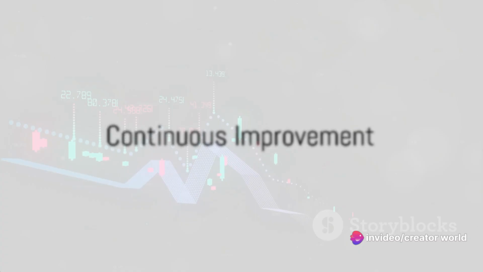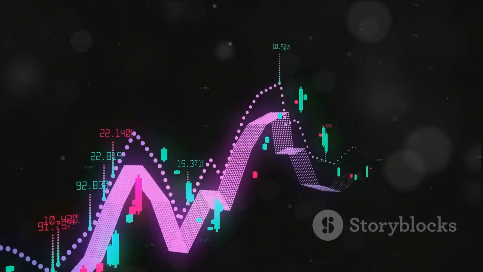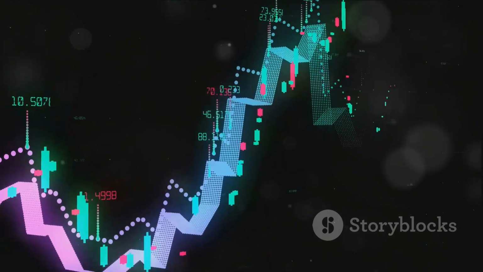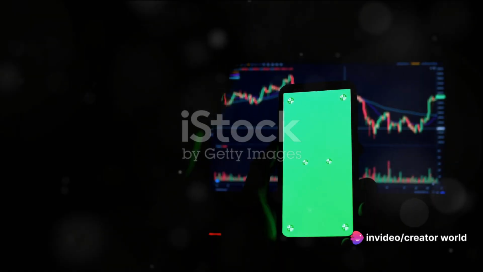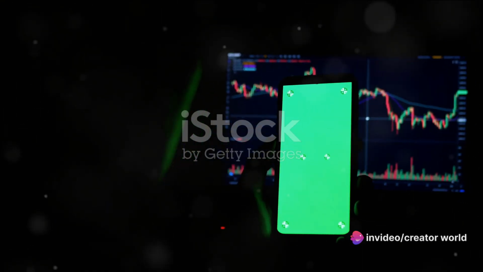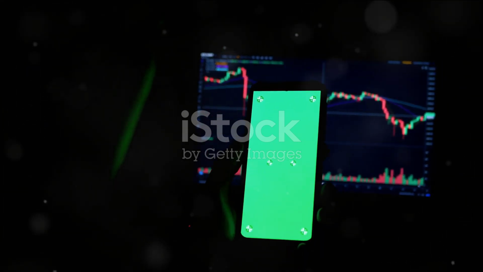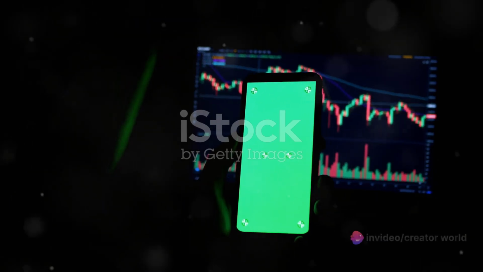The sixth step is regularly review your trading performance to identify strengths and weaknesses. Keep a trading journal to track your trades, analyze past decisions, and identify areas for improvement. Seventh, use trading platforms and tools that offer advanced charting capabilities, real-time market data, and automated trading features. Technology can streamline your trading process and help you execute trades efficiently.